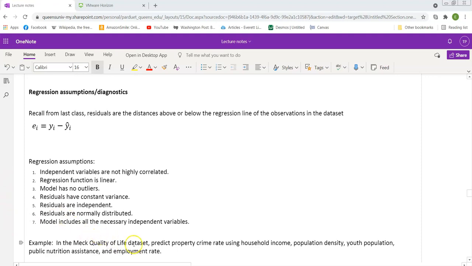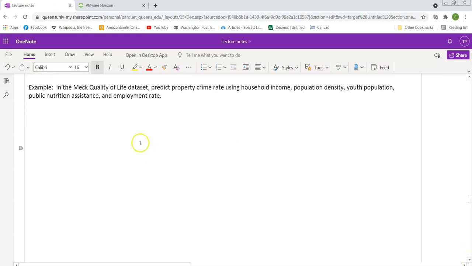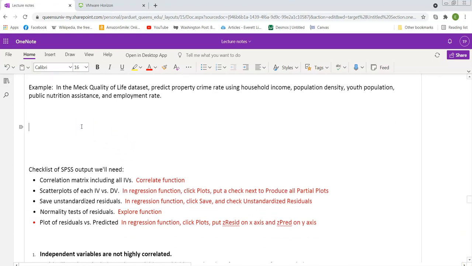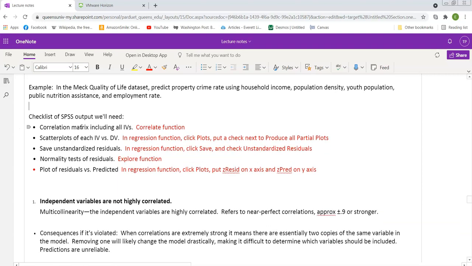And we're going to use the same example we used before with the Mecklenburg Quality of Life data set predicting property crime rate. We're going to use 5 possible independent variables here: household income, population density, youth population, public nutrition assistance, and employment rate. So rather than going through each one of these and having to rerun the output, I went and just made a list where you can get all the output at one time to start with, and then we'll be able to refer to it as we go.